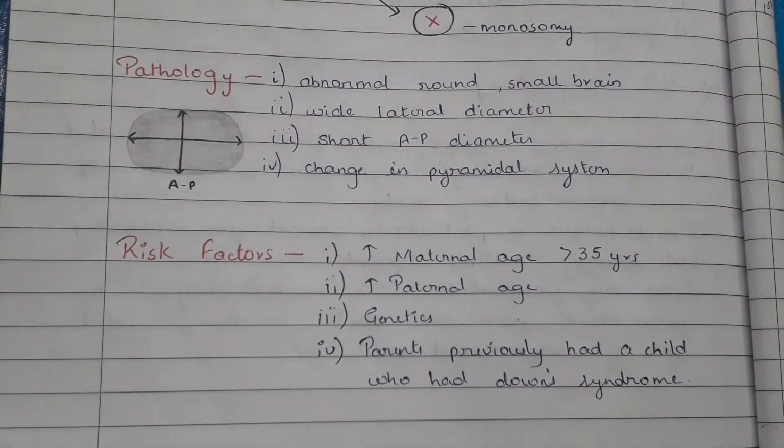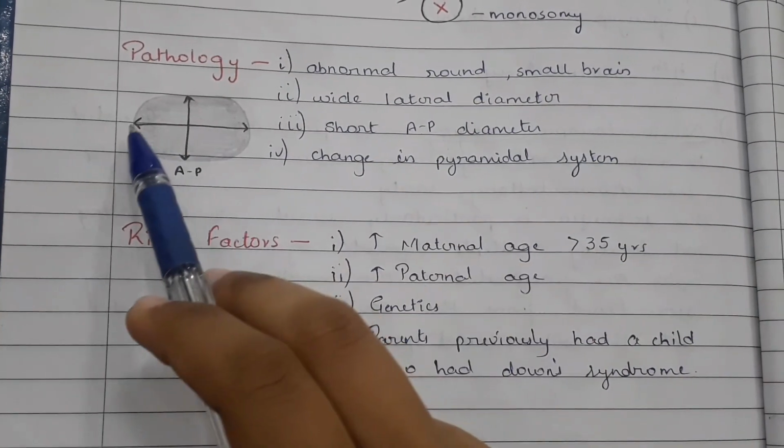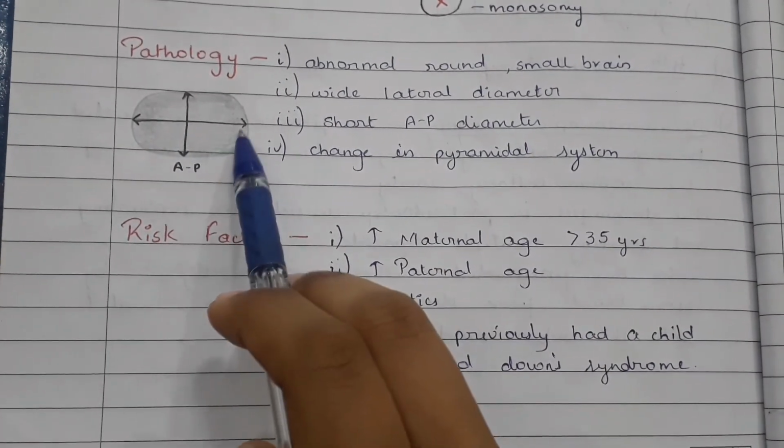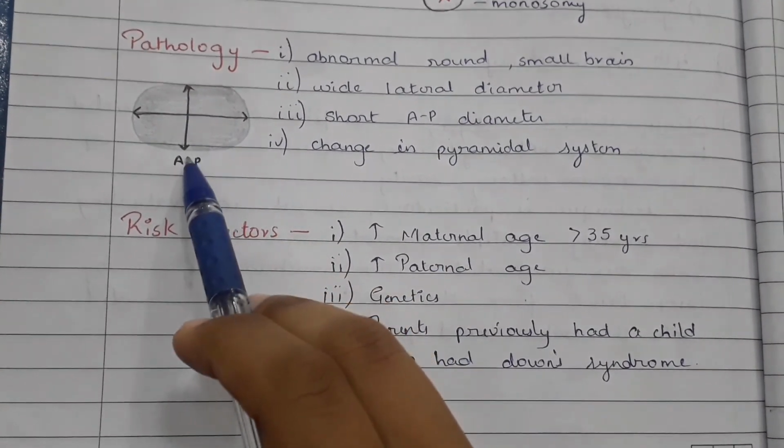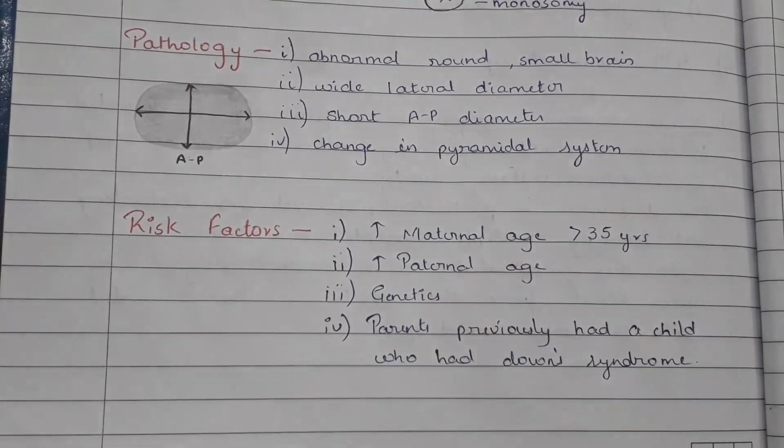Pathology of Down syndrome: abnormal round small brain, wide lateral diameter, short AP diameter, and change in the pyramidal system.